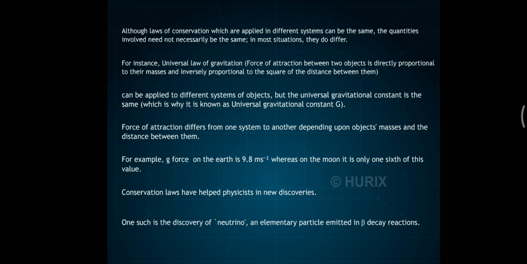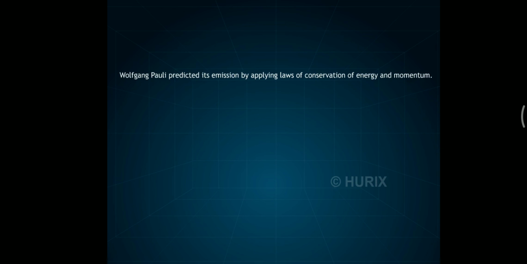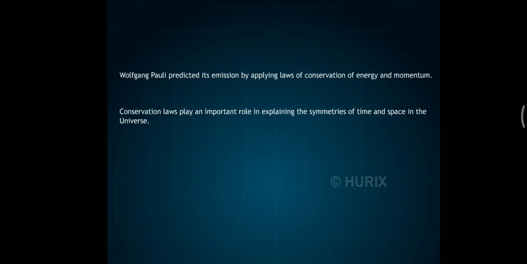One such is the discovery of the neutrino, an elementary particle emitted in beta decay reactions. Wolfgang Pauli predicted its emission by applying laws of conservation of energy and momentum. Conservation laws play an important role in explaining the symmetries of time and space in the universe.